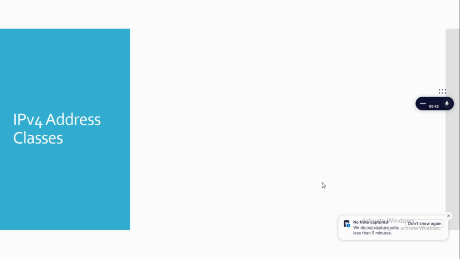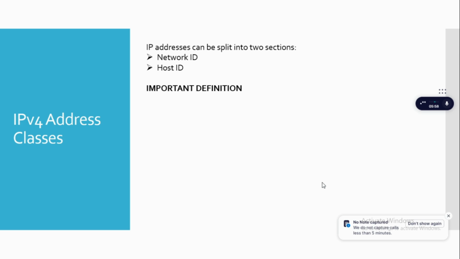Then we are going to talk about IP version 4 address classes. Here you have to note that IP addresses can be split into two sections: the network ID section and the host ID section. For the important definitions here, we have to know what an address class system is. An address class is simply a way of defining how the global IP address is split up.